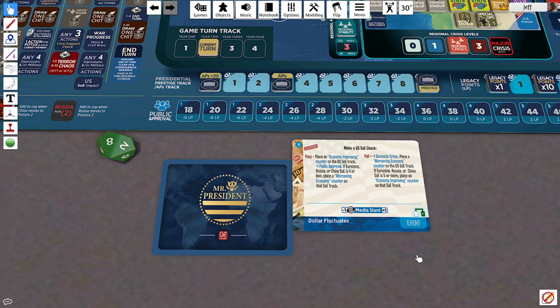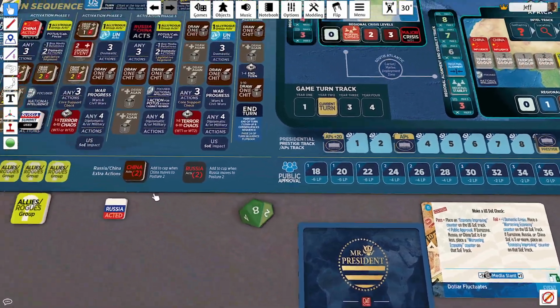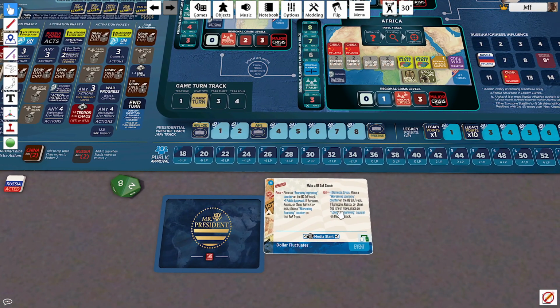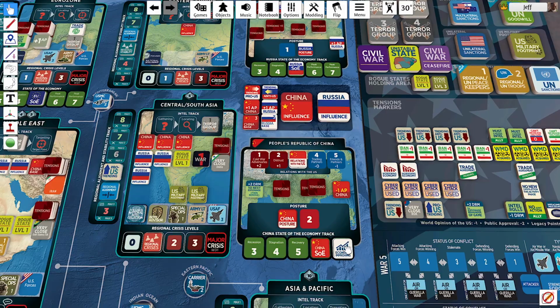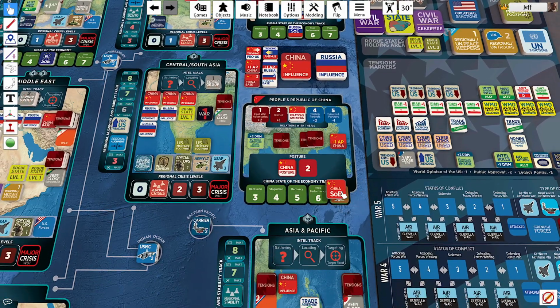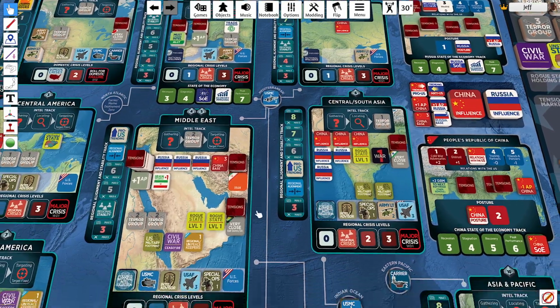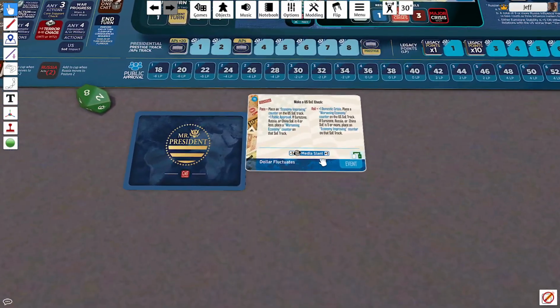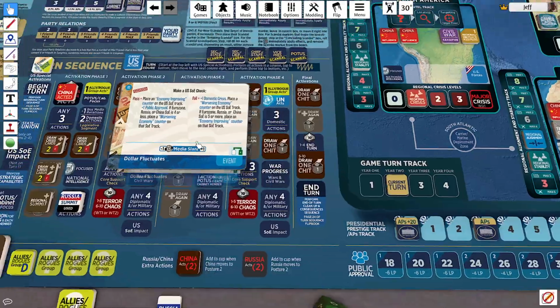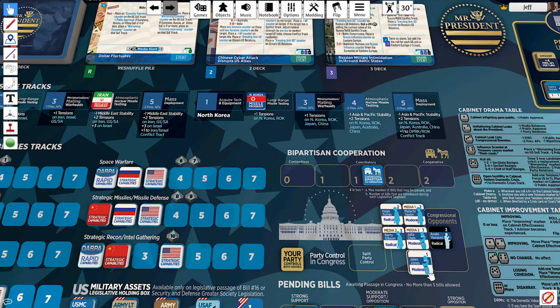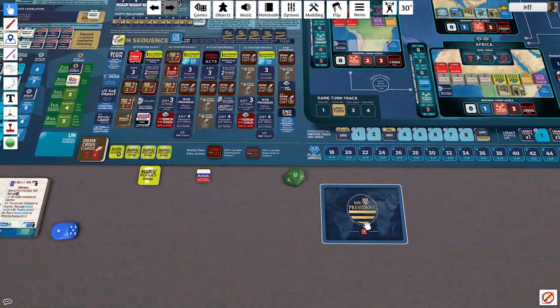That failed. Worsening economy on the US track. It's 5 or more. Put an improving counter. Ooh, so China just skyrocketed. Then media slant. It's no big deal for us. Public approval is already maxed out. Alright, that was the first one.